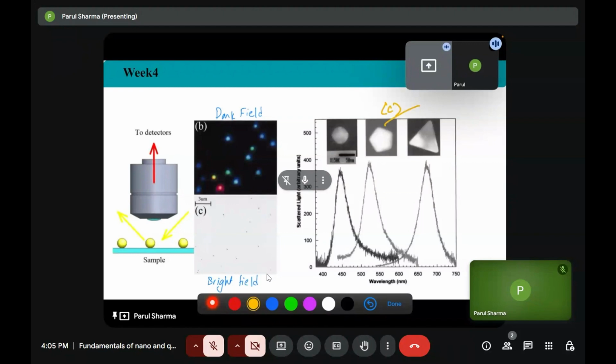In this figure, you can see that there is a spherical nanoparticle, and these are differing in sizes. Depending on size, they will have different colors as well as different resonances. You can see that for the spherical one, it has a resonance around 450 nanometers. And as the nanoparticle size increases, the resonance is getting shifted.